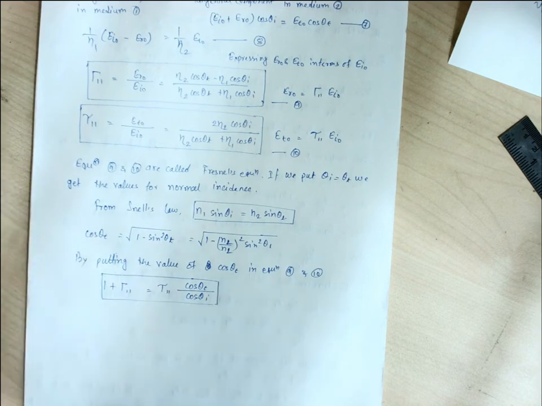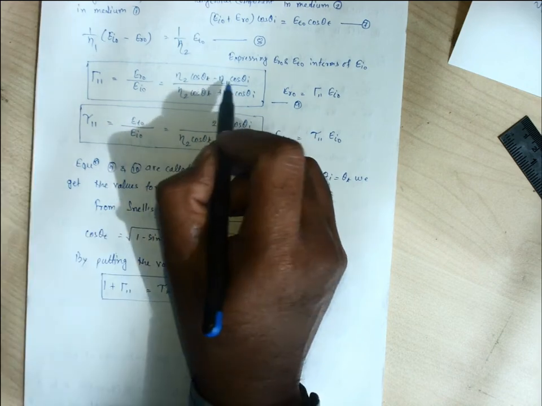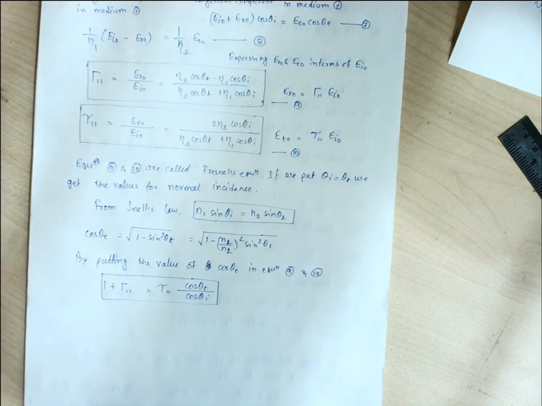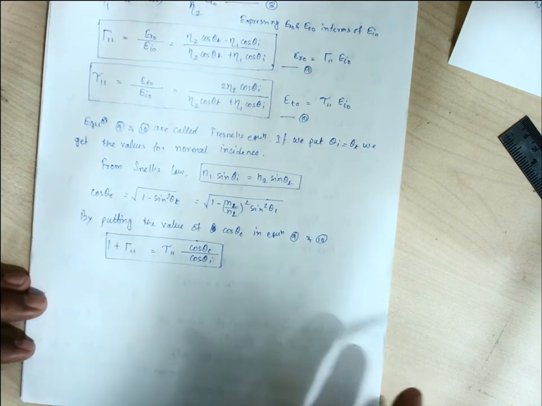Now if we look into equation number 9, it is possible that this gamma parallel can be 0 because the numerator is the difference of two terms. So reflection coefficient is 0. So there is no reflection. So that is known as, the angle of incidence is known as Brewster angle. All of you heard about that.